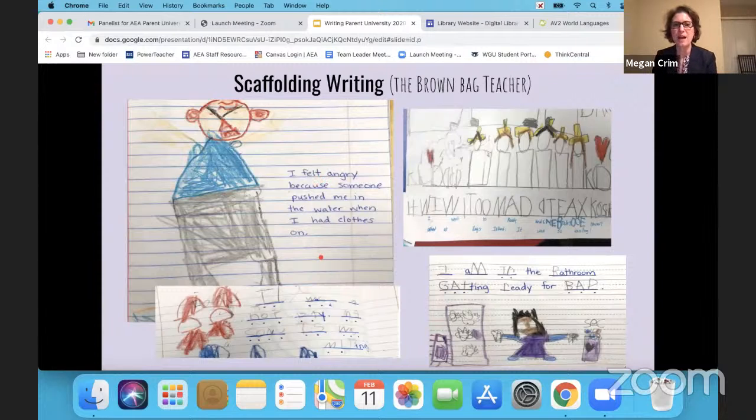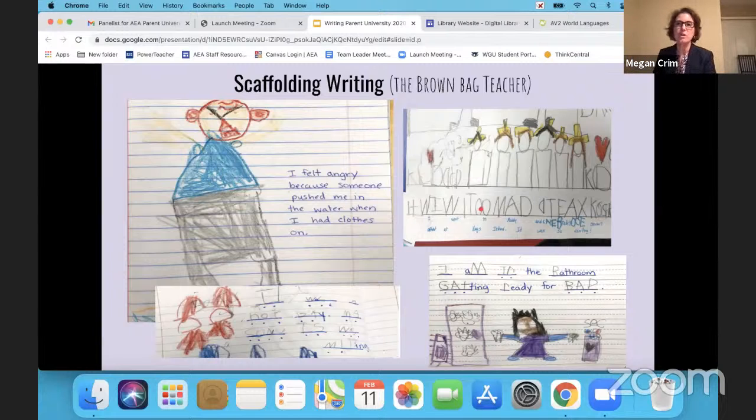I felt angry because someone pushed me in the water when I had clothes on. Of course that would get you angry. And what a wonderful opportunity to have the student express themselves without the frustration of not being able to write. So then you start to see the stringing together of the sounds that look like letters.